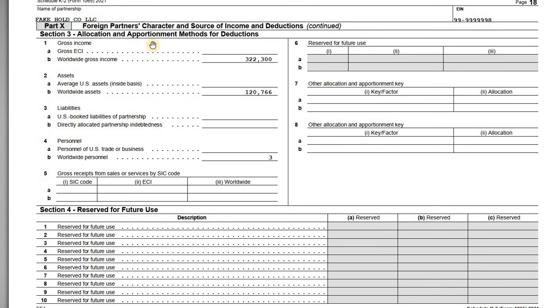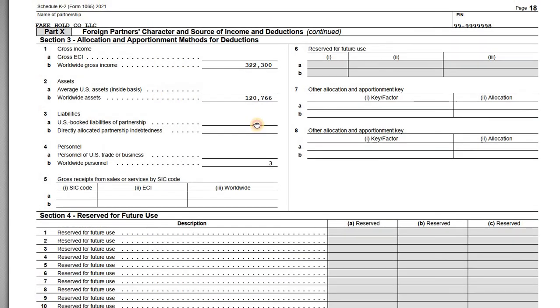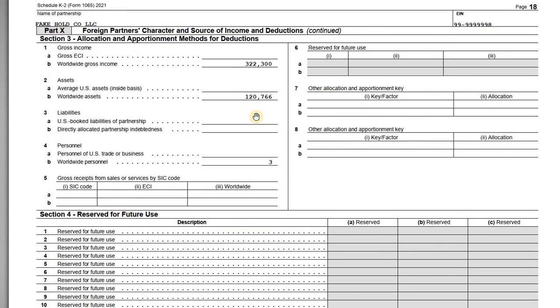Now, the last little bit of Part 10 here summarizes the source of income and deductions if we have any ECI. And so this is really important if you had a foreign corporate partner, right? It's kind of a moot issue for Jane because she's a non-resident. She's not filing a 1040NR. She just doesn't care, right? All she cares about is, am I subject to tax in the U.S. or not? I'm not. Who cares?